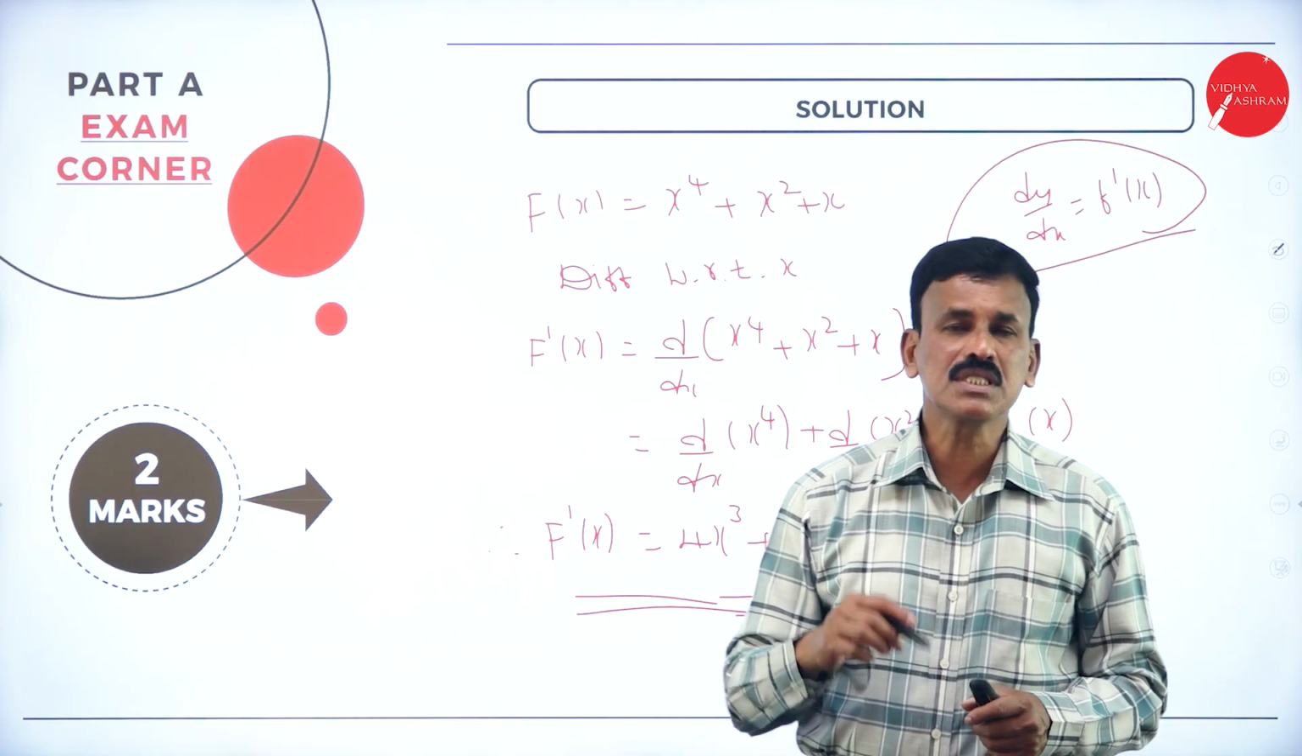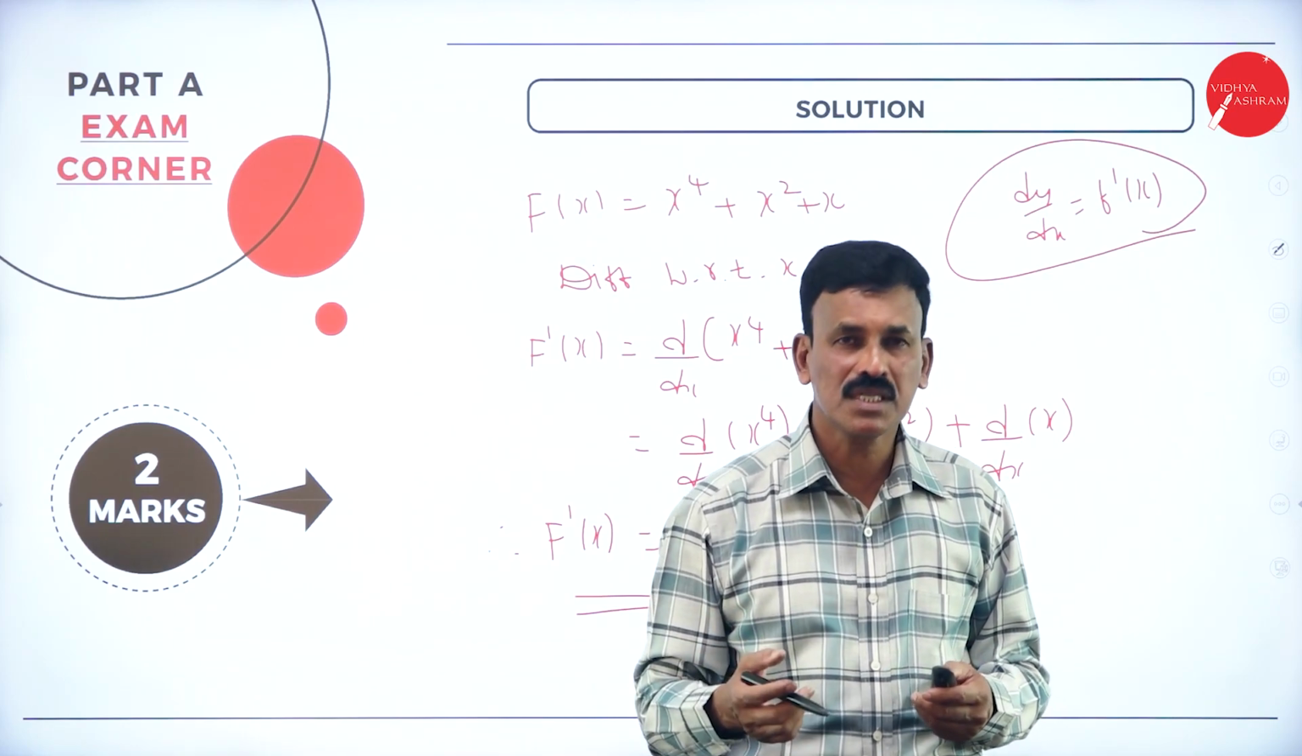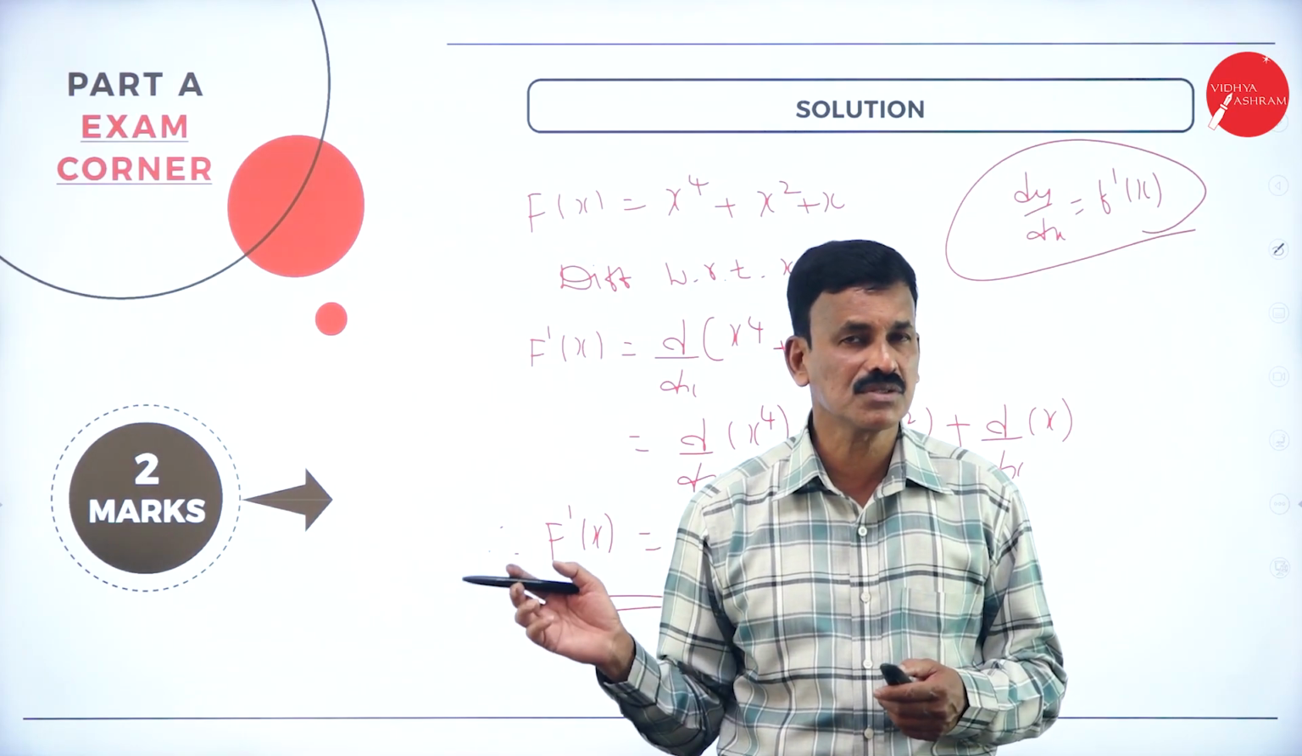That is it. So, these are a few problems for 2 markers. These questions are from the previous year examination, that is, last year's examination question paper.